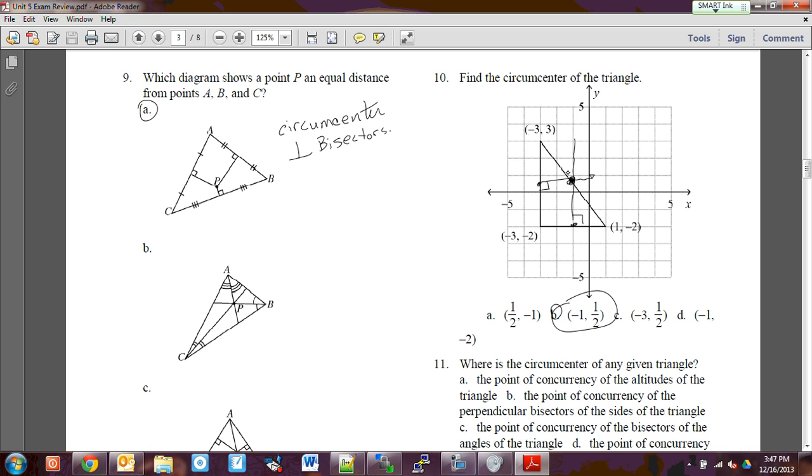Moving right along as soon as my cursor lets me. Alright, there we go.